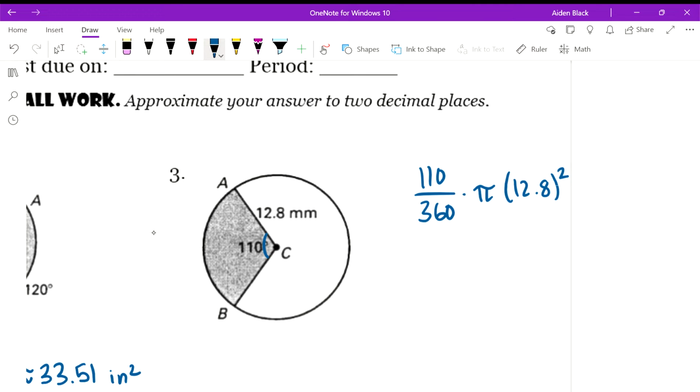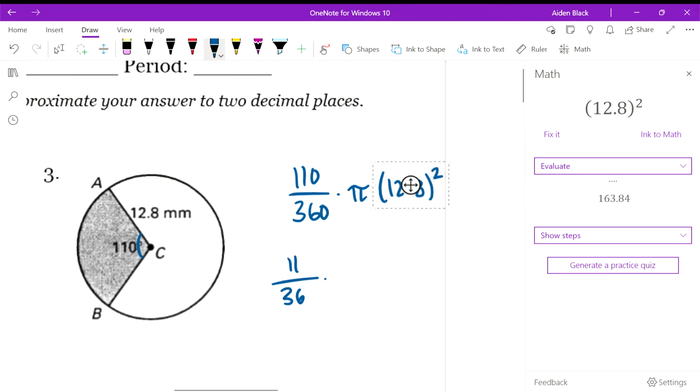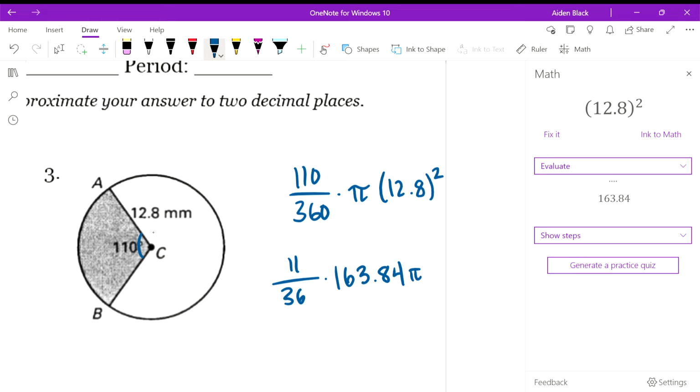110 over 360. I'm just going to reduce this real quick. And then 12.8 to the power of 2. What does that give us? 163.84, times pi.